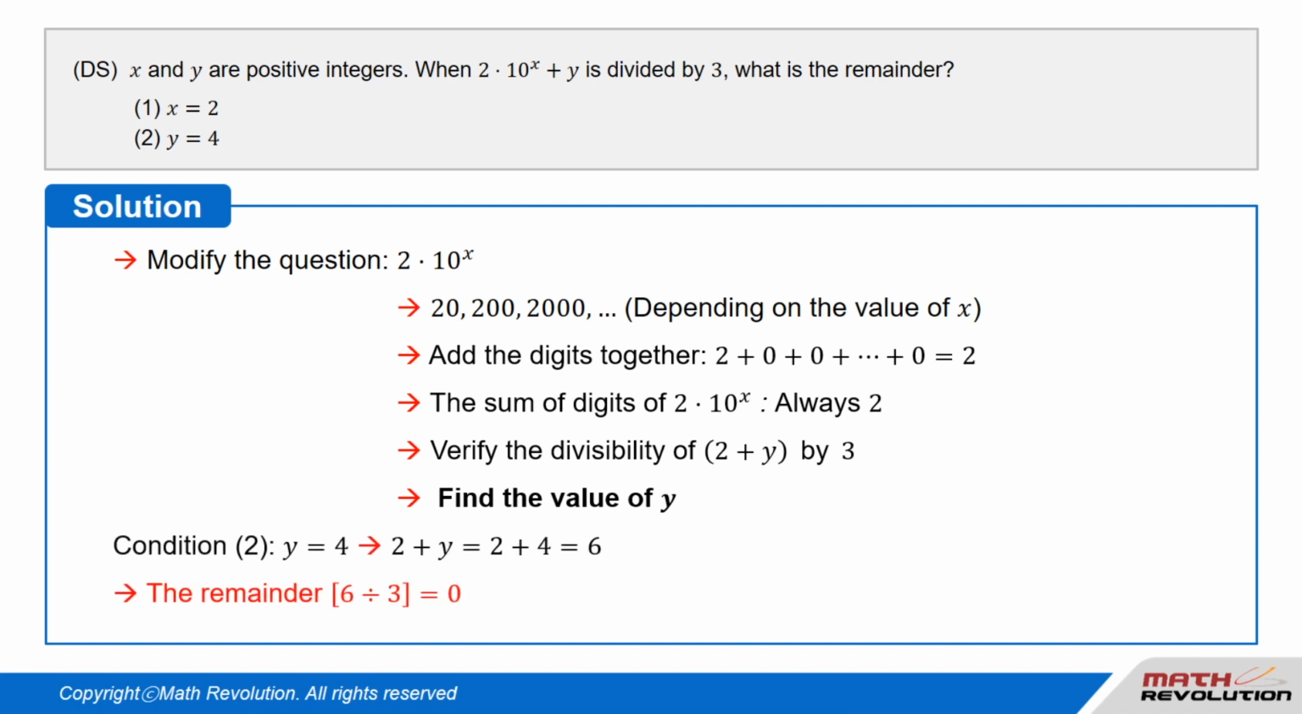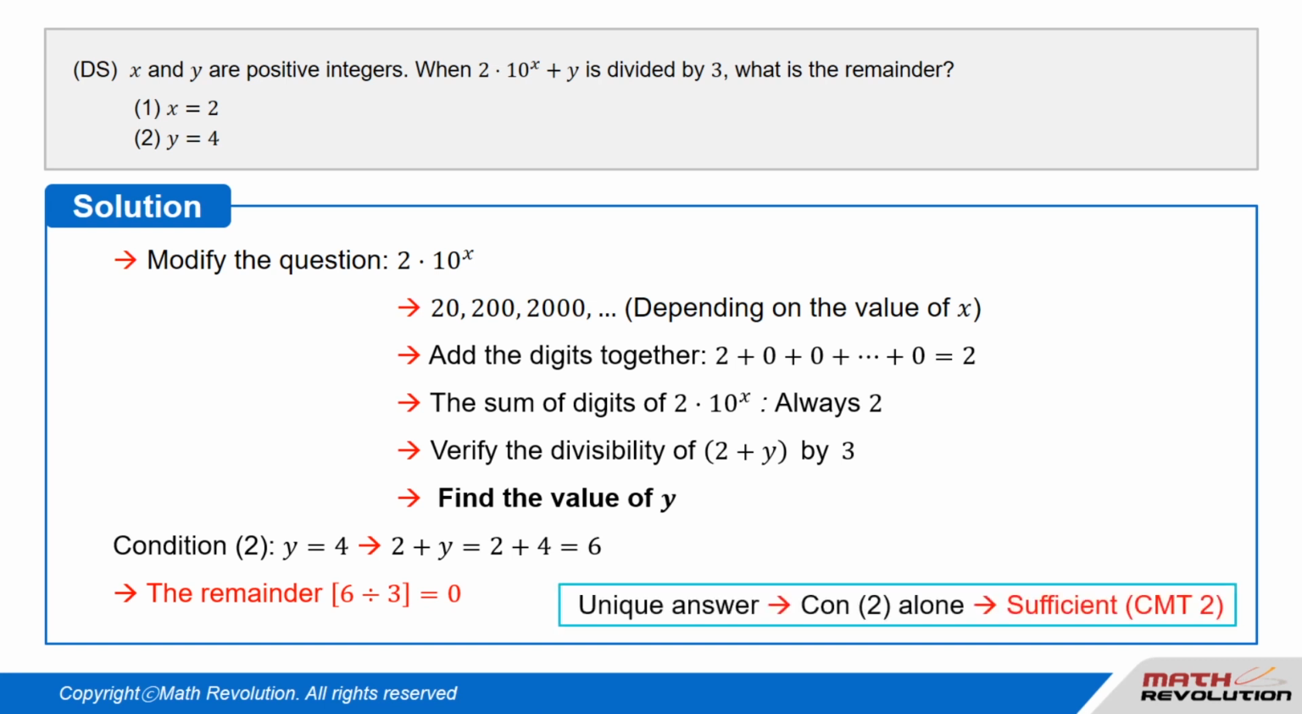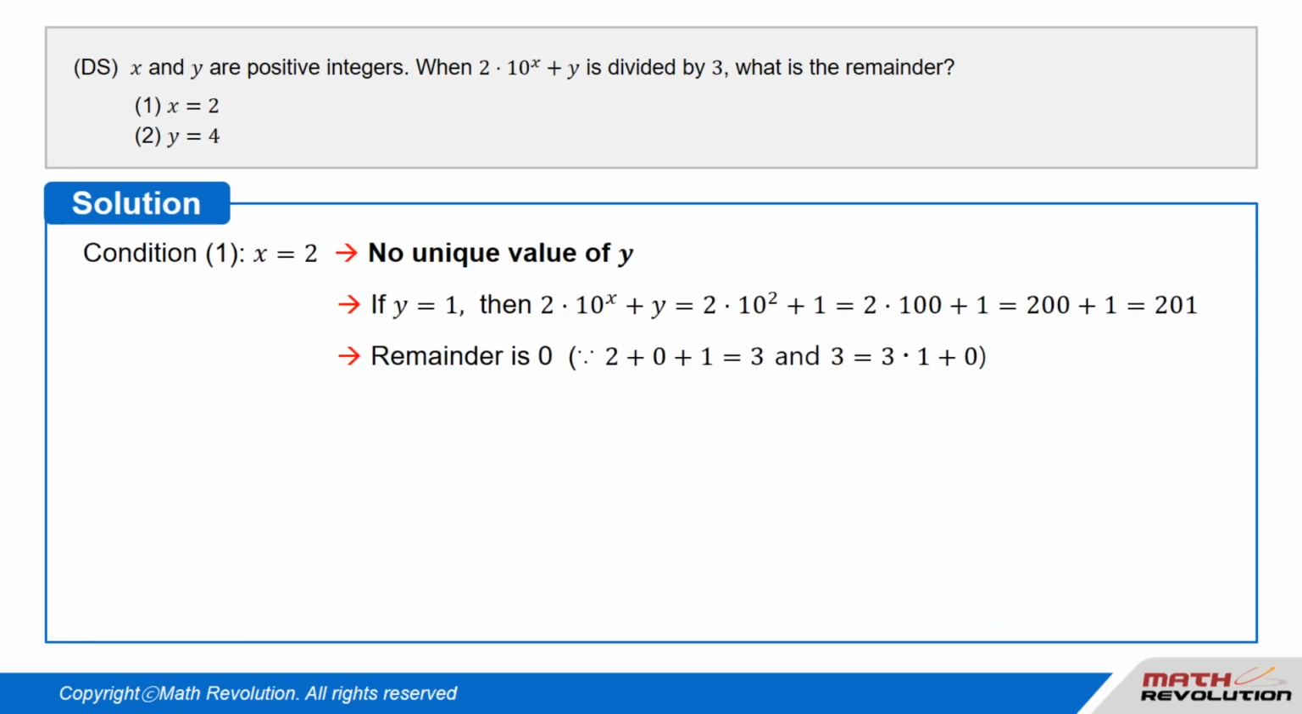Thus, let us look at condition 2, which tells us that y equals 4. Then, the remainder when 2 plus y, which equals 2 plus 4, that is 6, is divided by 3 will be 0. This condition has a unique answer, so this condition is sufficient by CMT2, which states that the number of answers must be 1.